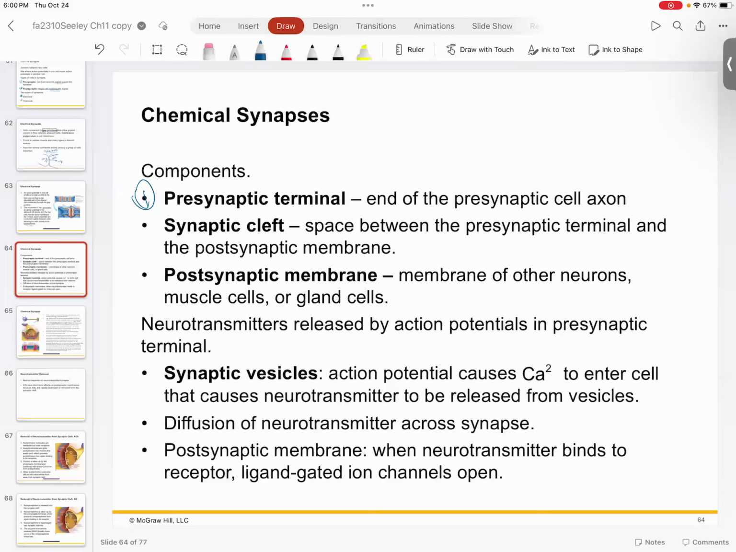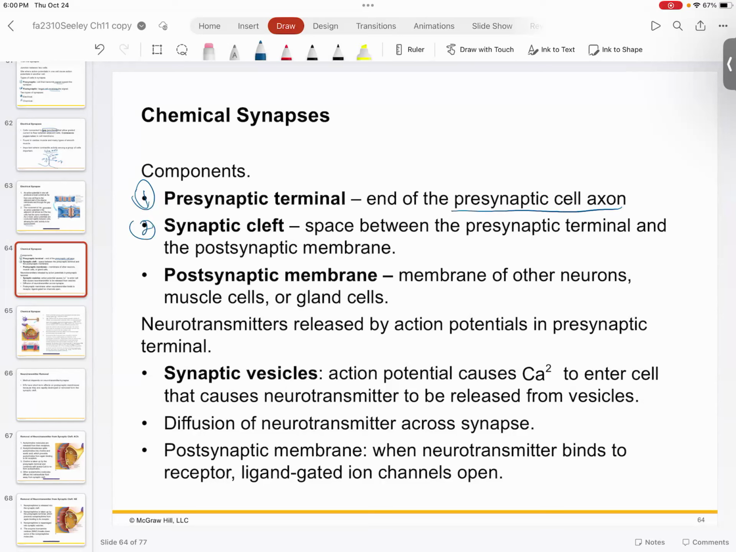First of all, the first thing you're going to have is a presynaptic terminal. This is the end of that presynaptic cell axon. So the axon terminus is going to be one component, and then that's going to be followed by your synaptic cleft. That's that little space between your presynaptic and postsynaptic membranes. And then you're going to have your postsynaptic membrane, which is essentially the membrane of the target cell.